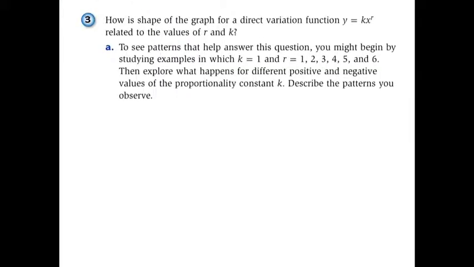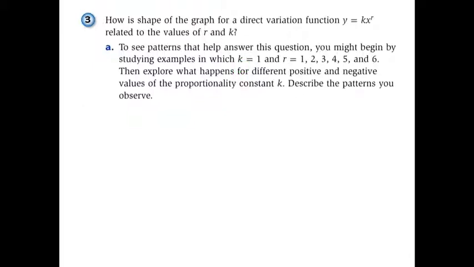So, problem number 3 on page 12. How is the shape of the graph for a direct variation function? All direct variation functions can be written in this form. How is that related to the values of r, which is the exponent, and k, which is the constant of proportionality? Like I said at first, we're going to keep k equal to 1 at the beginning, and then we'll change it later.